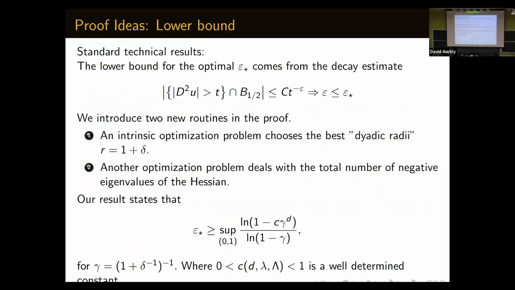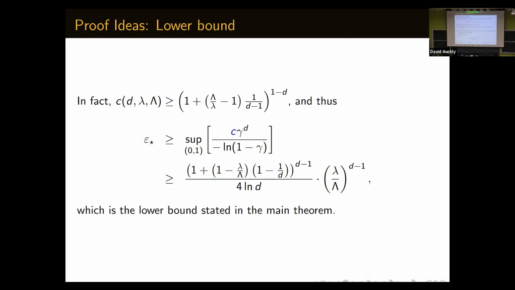And then our results state that you can take your greatest lower bound as the sup of this function, where gamma here is just a change of variable from 1 plus delta. And C is the constant that depends on the dimension, the ellipticity ratio, as well as the number of eigenvalues already optimized. So using the fact that if you have a super solution, at least one of your eigenvalues will be non-positive.